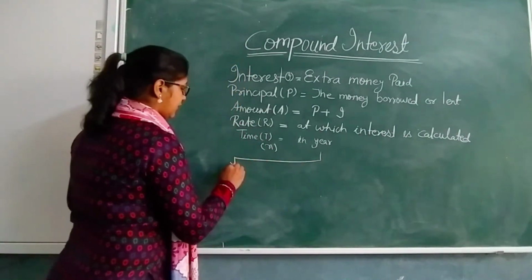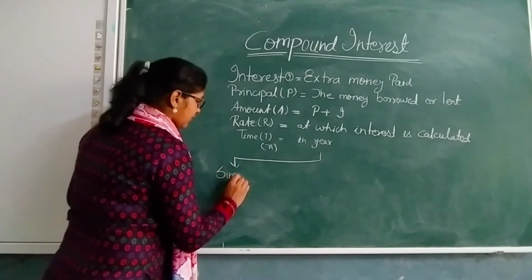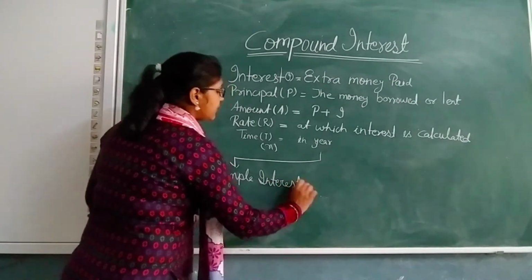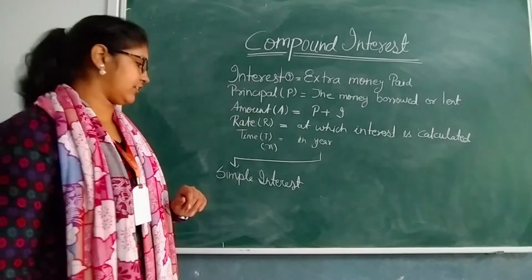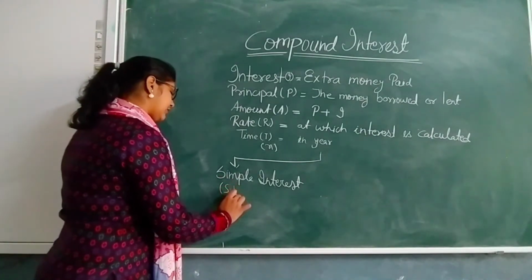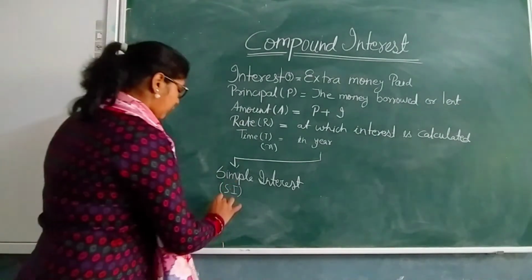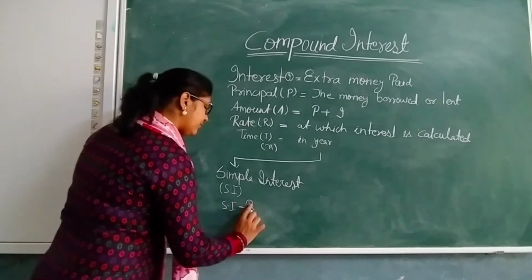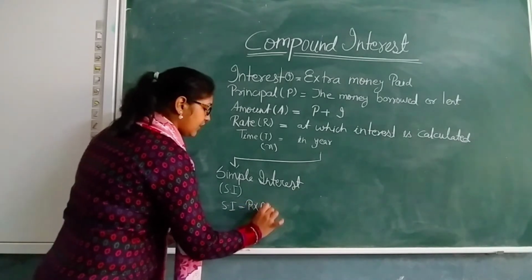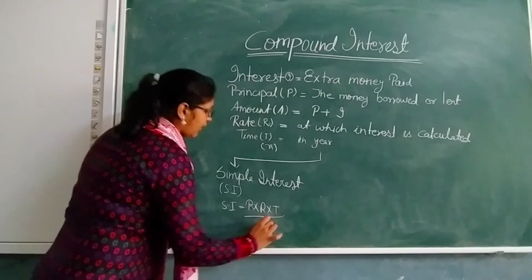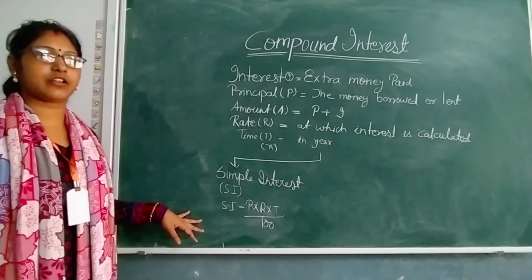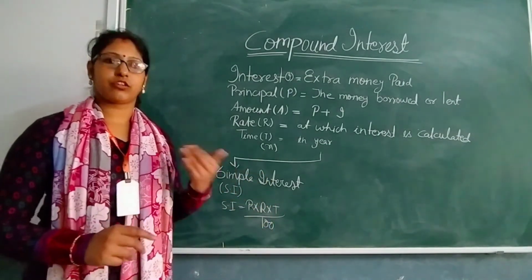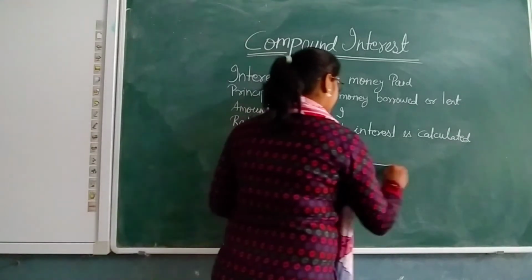One type of interest is simple interest. About simple interest, we already learned in class 7. It is in short represented by SI. For simple interest, we calculate SI is equal to P into R into T by 100. It means simple interest is calculated on the principal annually, and in simple interest, the principal does not change. And second is compound interest.